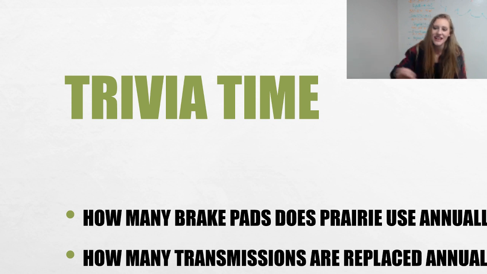How many calls daily does dispatch take? A lot. 200. 500. At least 200. 300 to 400 calls a day. If you average that out on a year, that's about 108,000 phone calls in a year.